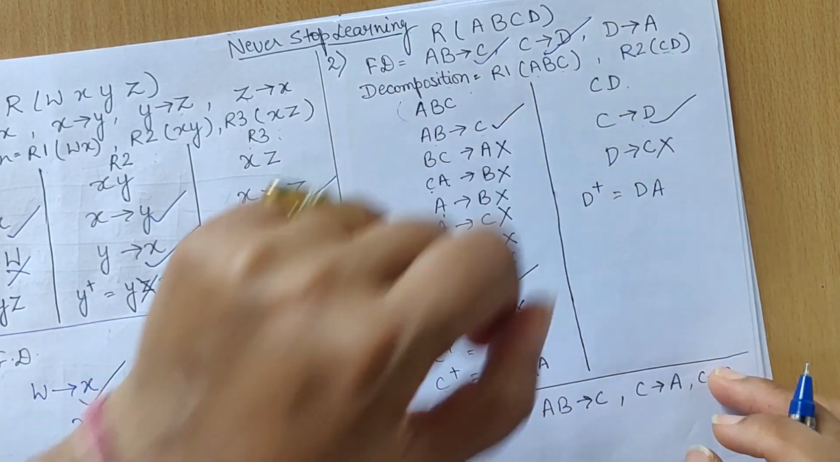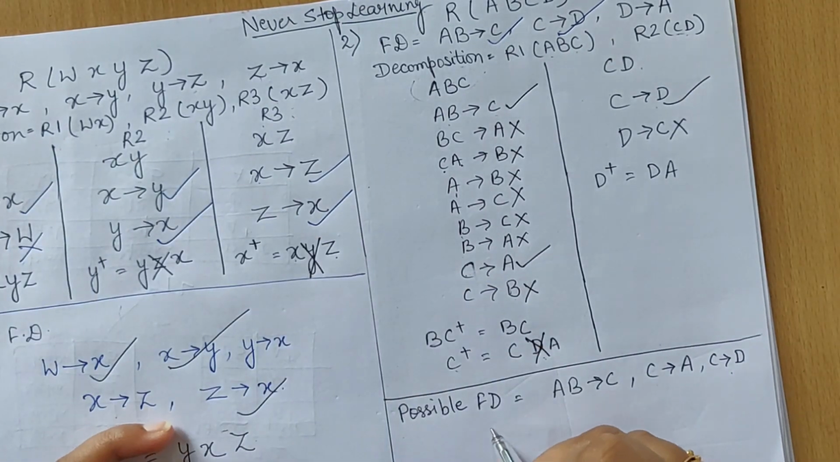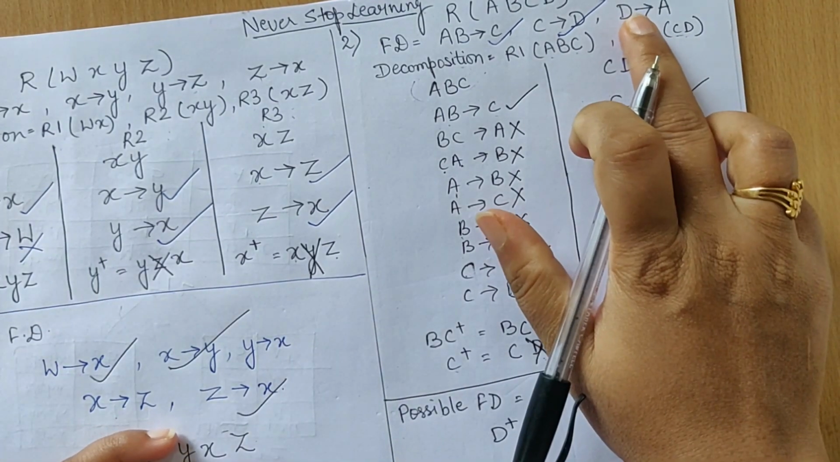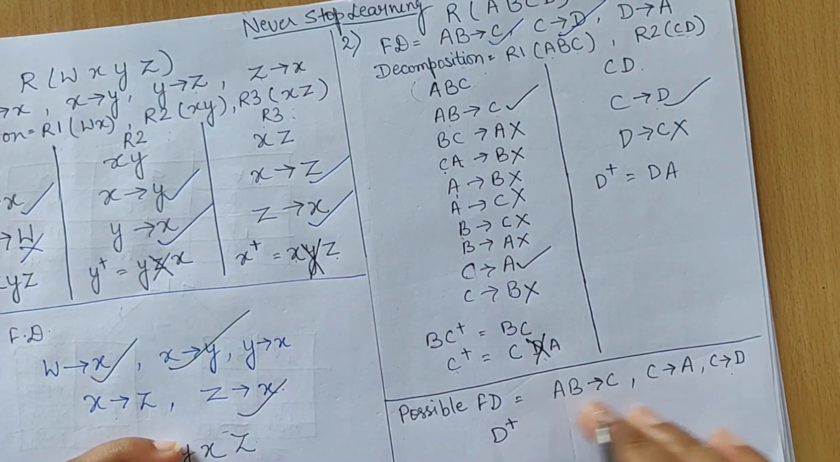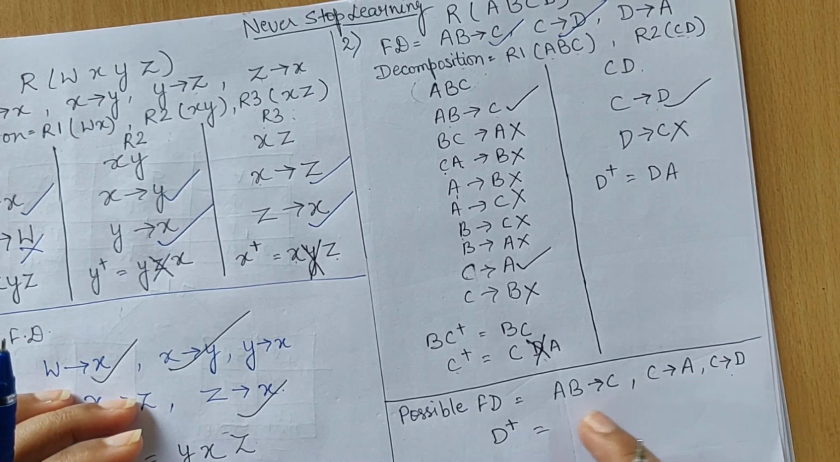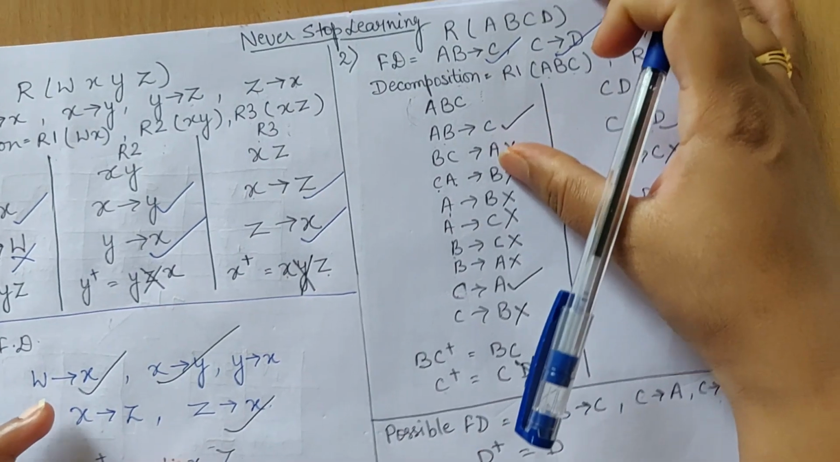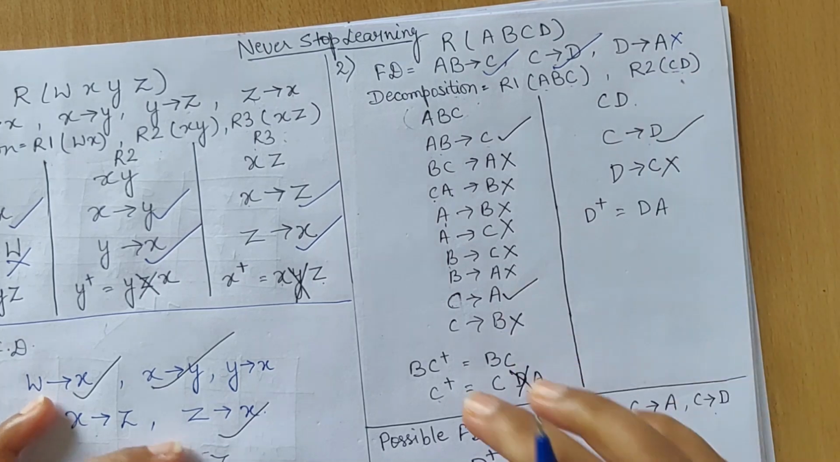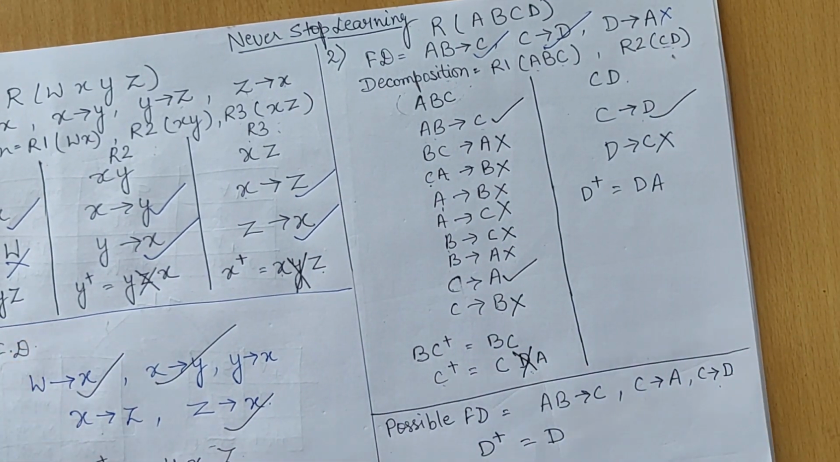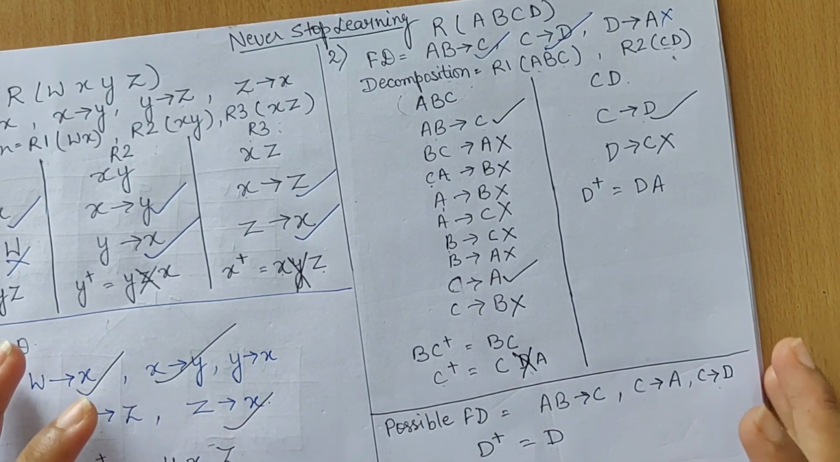Now D determines A. This is not directly present. So what I have to do is take the closure of D, the determinant's closure, and this time I will do it with respect to the possible functional dependencies. Here, D is not determining anything, so closure of D is only D. That means we are not able to preserve this functional dependency. So this is an example of lossless decomposition, but dependency is not preserved.